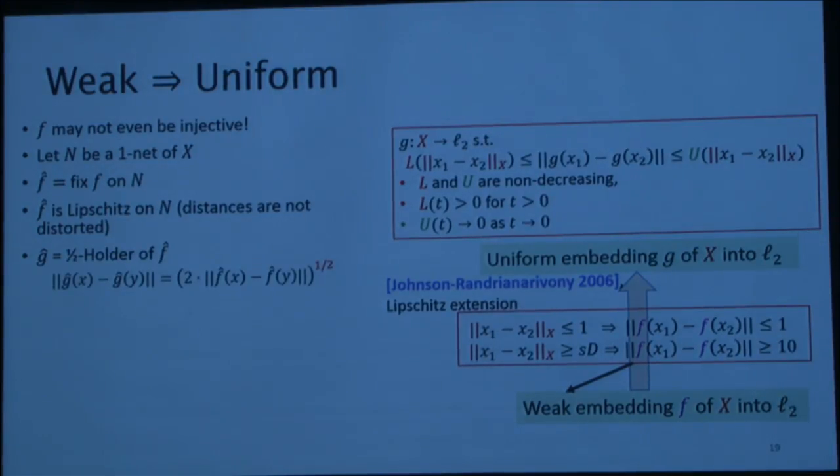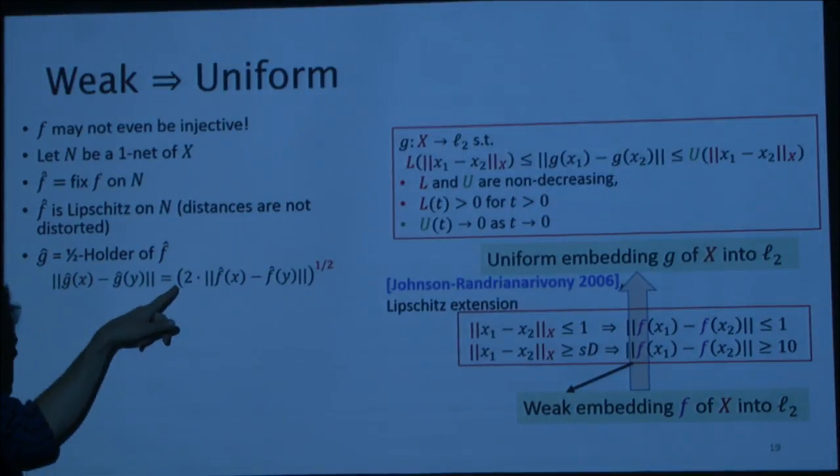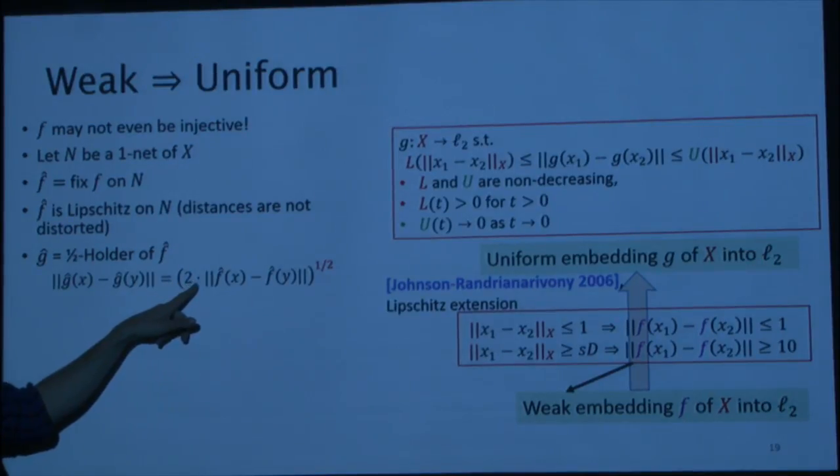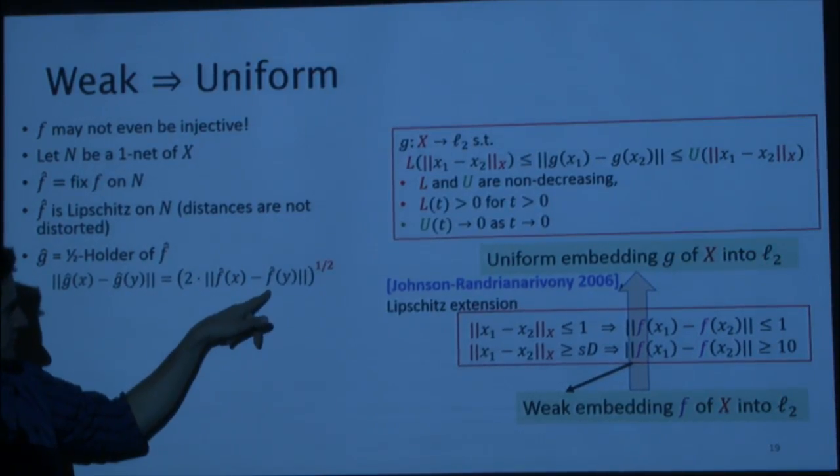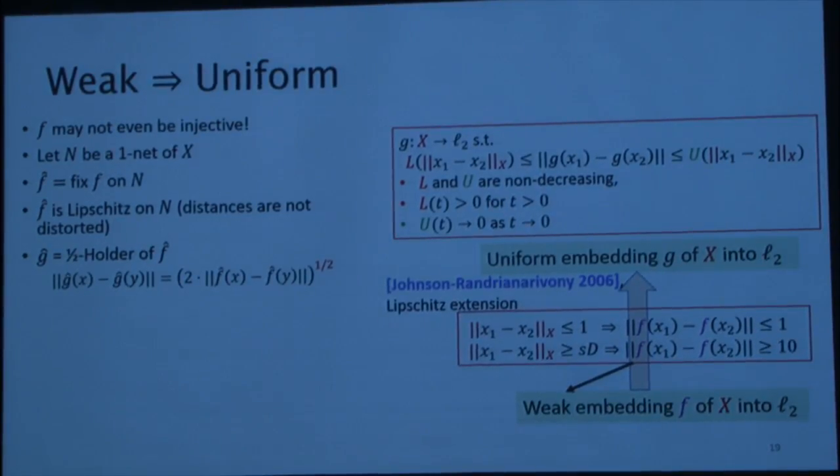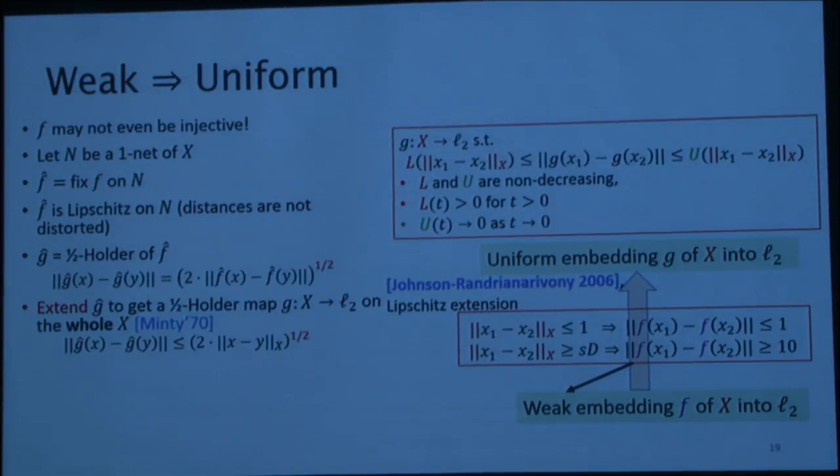And now we take g hat, which is the half-Hölder of f hat. The factor 2 is because this Lipschitz is with constant 2. It just takes these distances in f hat and raises them to the power half. This is possible by a classic theorem by Schoenberg. The main reason we are doing this is to apply the next theorem, an extension theorem by Minty. It says that under these conditions, g hat can be extended to the entire X satisfying this inequality.